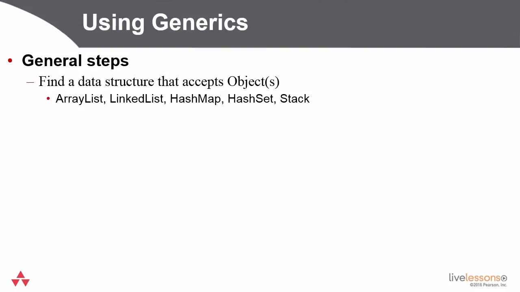Okay, so those little things in angle brackets, like string and employee that we used with ArrayList and LinkedList, are called generic types, or sometimes abbreviated as just generics. To use generics, first you find a data structure built into Java that internally is using Object, like ArrayList, LinkedList, HashMap, HashSet, Stack, and a whole bunch of others. It's in the collections package.